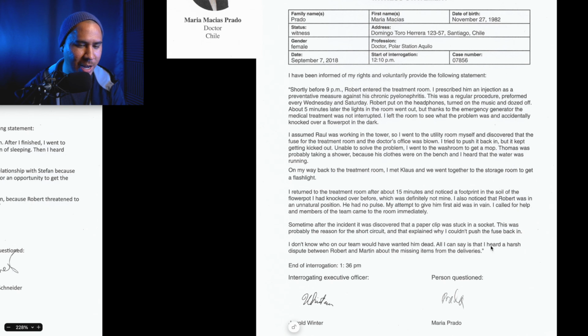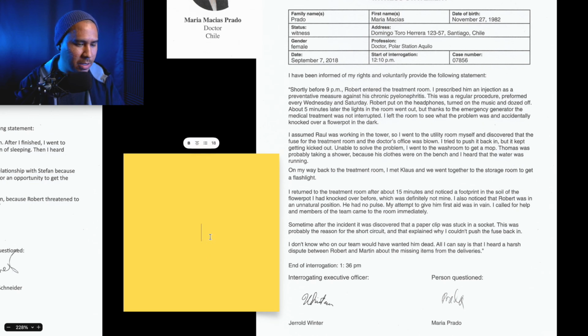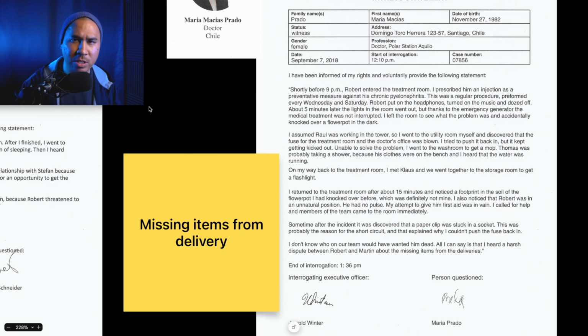All I can say is that I heard a harsh dispute between Robert and Martin about the missing items from deliveries. Okay, so that is why. Just to connect the pieces. That is the one that was mentioned in the beginning too, but I thought it was Martin's stuff that was missing. Or is that what Robert's complaining about? Martin's missing stuff. There's a lot of details going on here. I'm pretty sure I'm going to have to go through this very carefully.